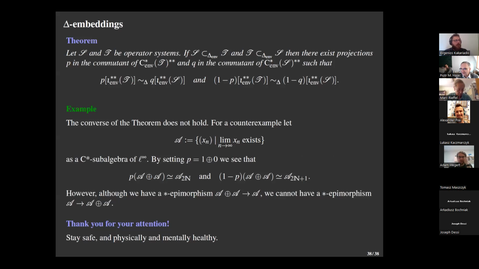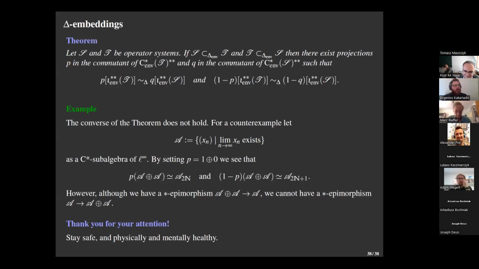I don't see any raised hands. Adam. Maybe I would like to ask a very general question. One feature of Morita equivalence is that if you have Morita equivalent algebras, many invariants of these algebras are the same, for example K-theory and so on. What can be said about these operator systems? Is there any topological kind of invariant for operator systems, or is there none?